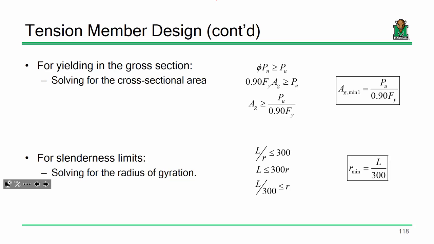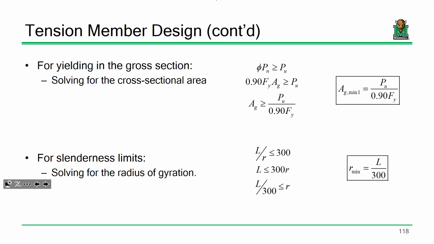Okay, so let's be clear on what we're trying to do here. We're now in a world where we don't have a clue what the element looks like. It's not like the last example that we did where we're given a member and we have its member size and all this. We don't know because we're in design mode. Our job is to select that member. But let's be clear. If we're talking about yielding in the gross section, what's our fundamental design philosophy?